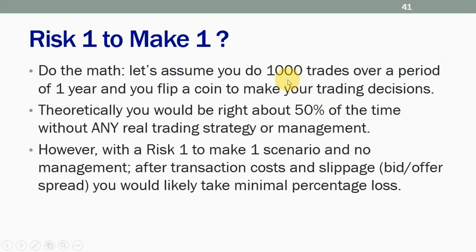But I look at this very much from a mathematical sense. And I say 1,000 trades in a period of a year, and you just flip a coin to make your trading decisions. Theoretically speaking, you'd be right about half the time, 50% of the time, without any real trading strategy or management. However, with a risk one to make one scenario and no management, after transaction costs and slippage, which is the bid offer spread, you'll likely take a minimal percentage loss.